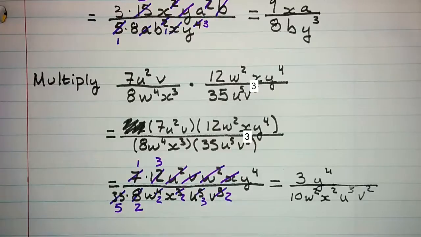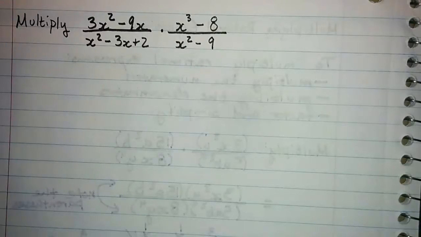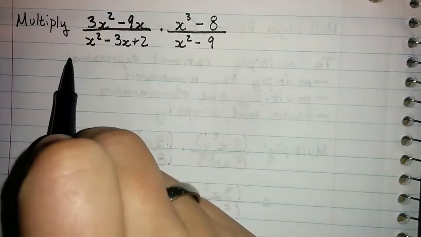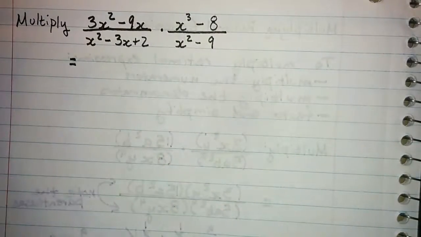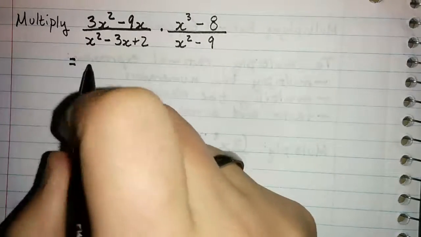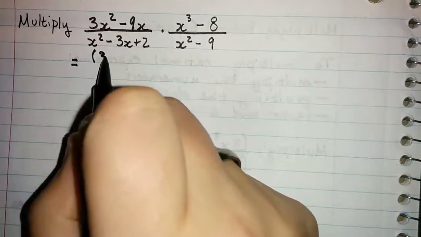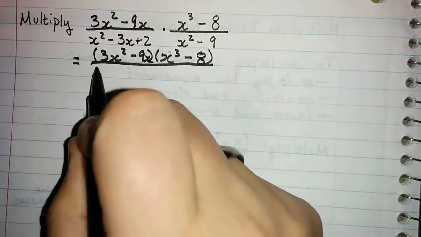Alright, what about when these involve polynomials? Let's say, for example, we wanted to multiply these two rational expressions. Well, again, our first step would be to multiply the numerators, multiply the denominators.